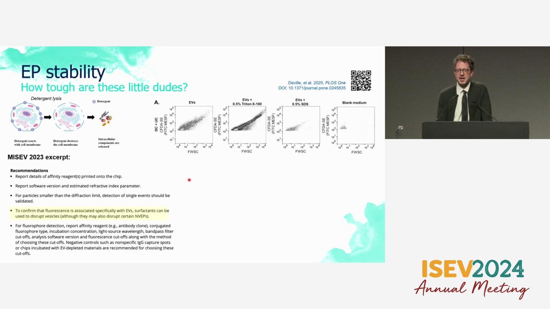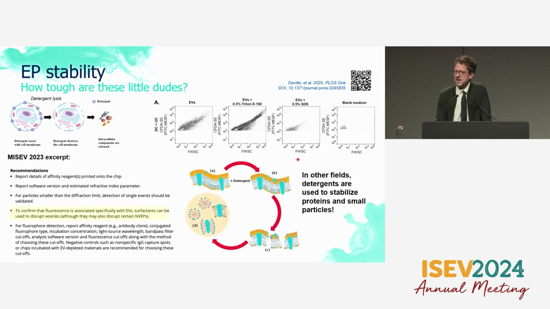Some surfactants, of course, can lyse particles. Some can lyse non-vesicular particles. It all depends on the surfactant that you use and the concentration that you use, and there's a lot of evidence in the field now that shows some of our most standard methods, like 0.5% Triton X-100, actually do not lyse particles at all, and cryo-EM evidence of this shows that these particles are still vesicular, and it doesn't just lyse the vesicular particles. And again, it depends on which surfactant and how much you use.